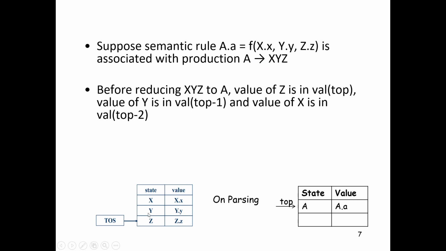So after popping z, y and x, the stack becomes empty. Onto the empty stack you push capital A along with its attribute value A.a. So now the stack top is having capital A. Capital A is in the place of capital X now. So here it is clear that the stack can hold both grammar symbols as well as the attribute values.